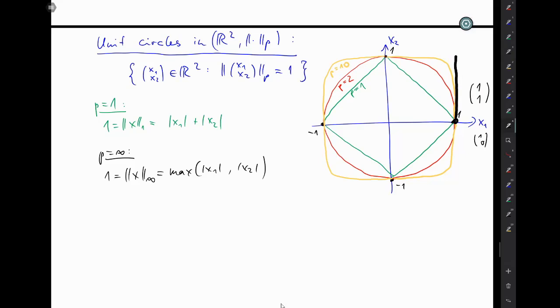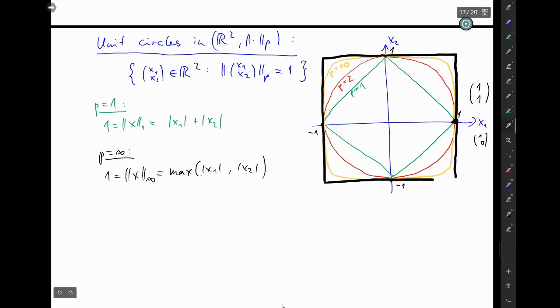So you can walk up in vertical direction up until you end at that point. Okay, and then just by modulus and symmetry arguments, you can see that your unit circle, in the case p equals infinity, is in fact this square, which is now standing on one of its sides, but it still contains the 4 points that I was marking at the very beginning.